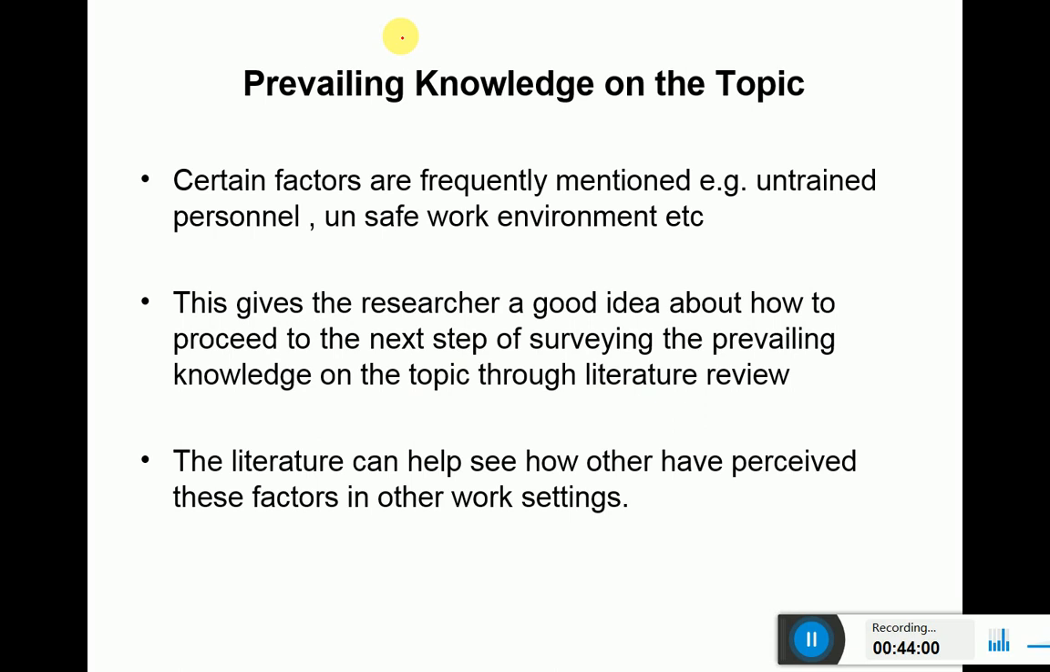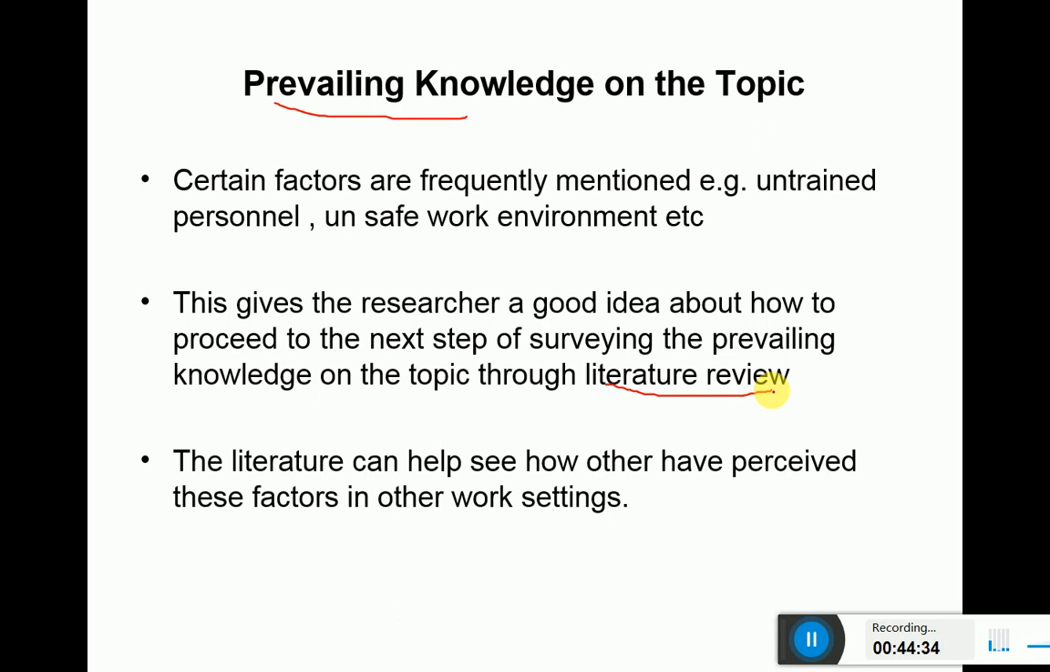Now the next step, as I told you initially, is prevailing knowledge on the topic. Prevailing knowledge on the topic simply means that certain factors are frequently mentioned, for example untrained personnel, unsafe working environment. What does it mean? This gives the researcher a good idea about how to proceed to the next step of surveying the prevailing knowledge on the topic through literature review or literature survey.